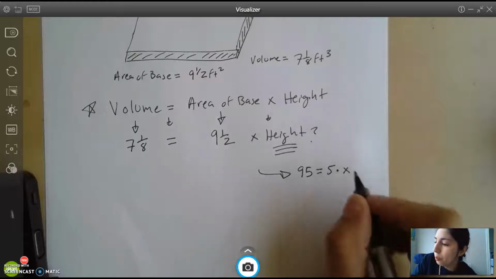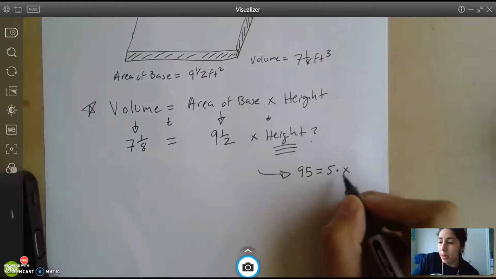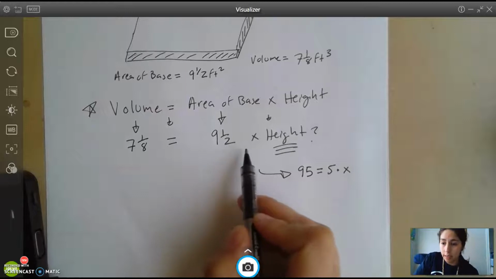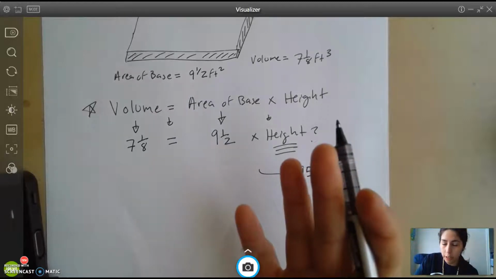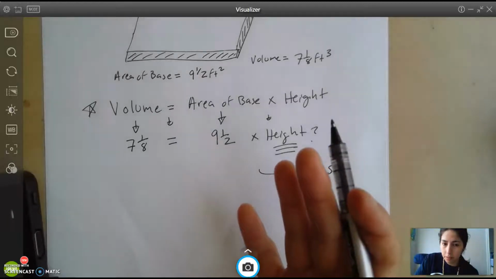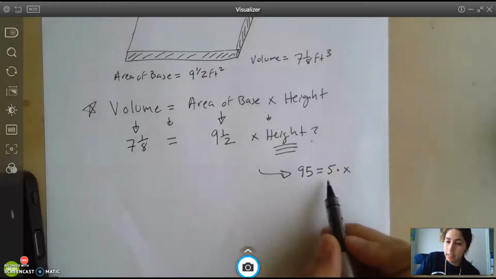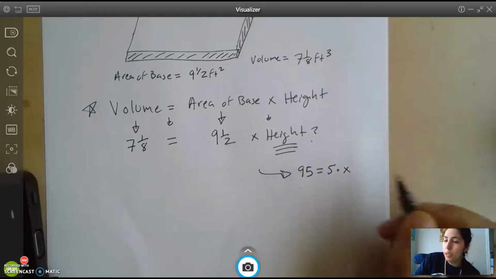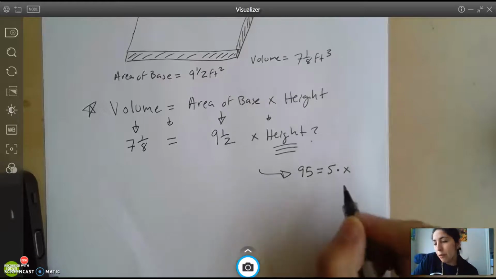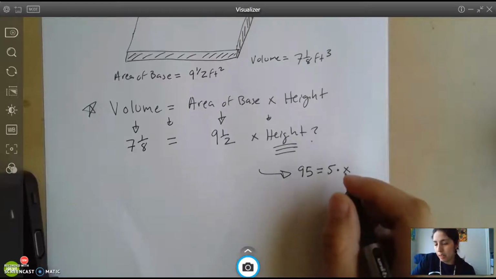All right, so if I don't know what this is off the top of my head, just like I don't know this answer off the top of my head, what do I do? Let's think about this here. 5 times what equals 95? If you don't know that off the top of your head, how do you figure it out? Pause and think to yourself, how do you figure that out?